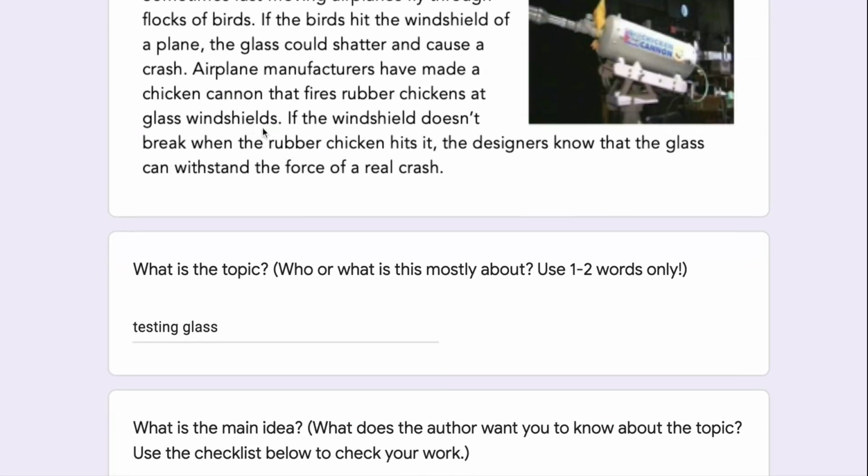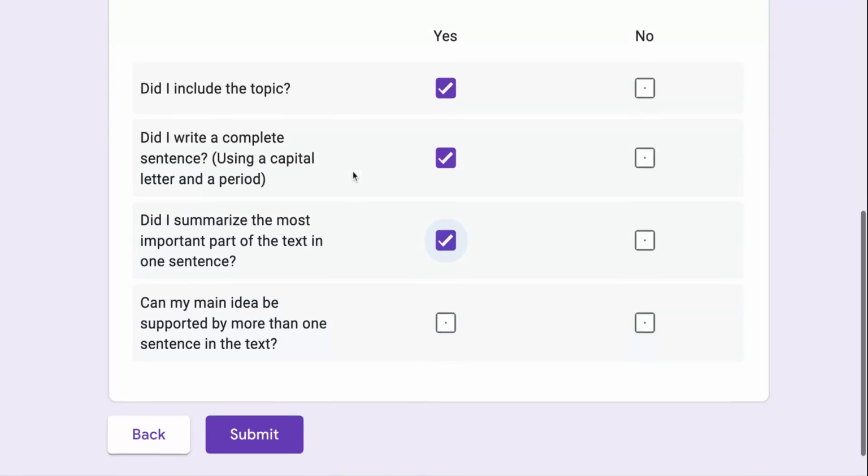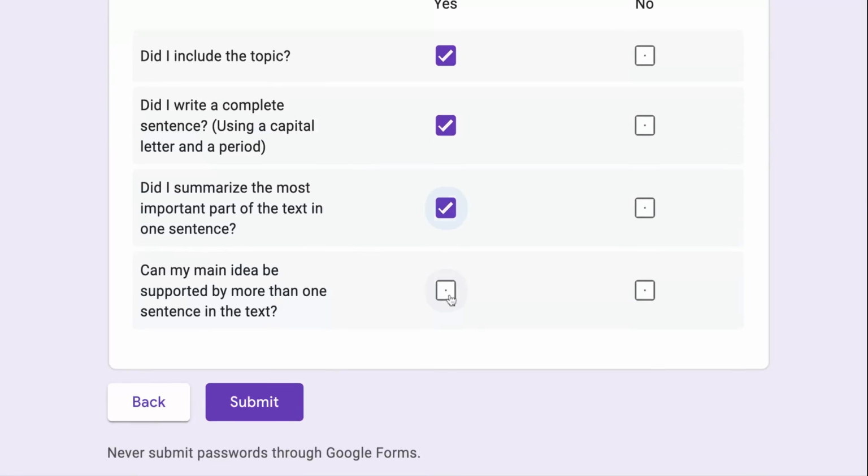Airplane manufacturers use the chicken cannon to fire rubber chickens at glass windshields. That's three. If it doesn't break when the chicken hits it, the designers know the glass can withstand the force of a real crash. That's four. I think there's four pieces of evidence that can support what I said. I'm going to put a check here, and now I can click submit.